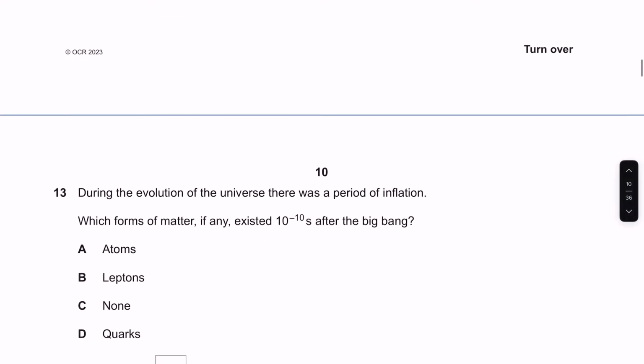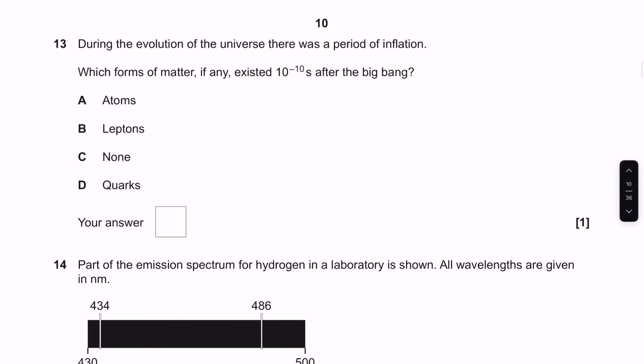Right, let's move on to number 13. During the evolution of the universe, there was a period of inflation. Which forms of matter, if any, existed 10 to the minus 10 seconds after the Big Bang? Well, we don't have any evidence that any of these particles existed. So we go for C, none.